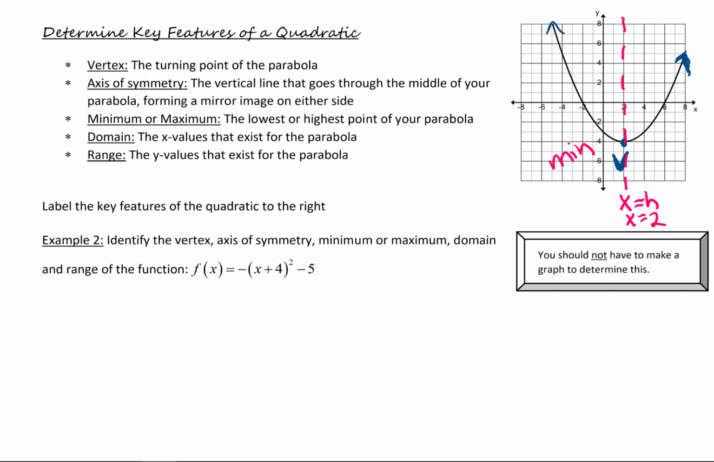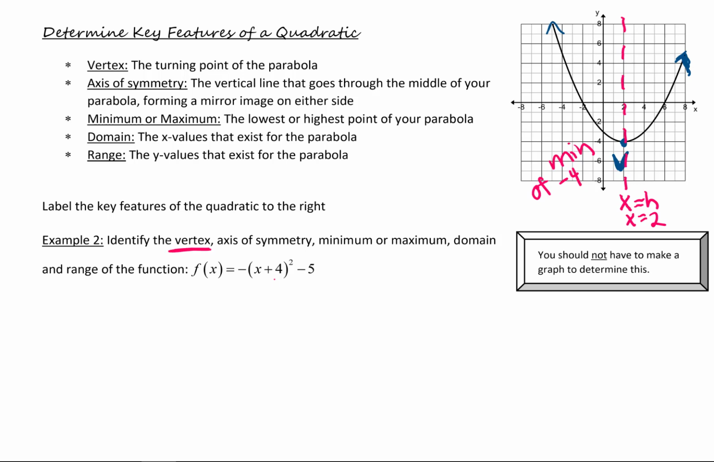And then we're already familiar with domain and range. Our domain is all the x values, and our range is all the y values. Oh, I forgot to mention, our minimum, we want to say what the y value is. So we have a minimum of -4, because that's the y value at the vertex. Now let's look at the equation below. And without graphing, we're going to answer some of these questions.